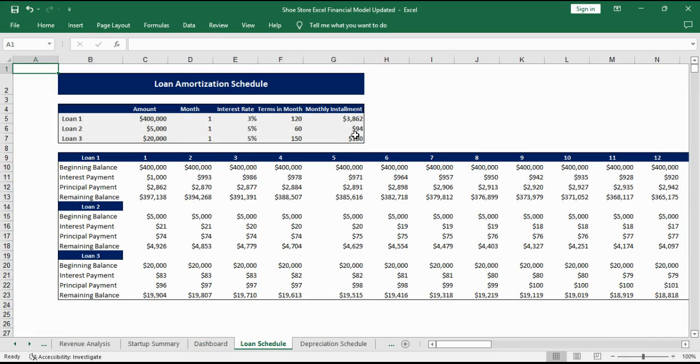Loan schedule includes a monthly installment for each loan for the next 5 years. It also includes the interest and principal payment and remaining amount at the end of each month.